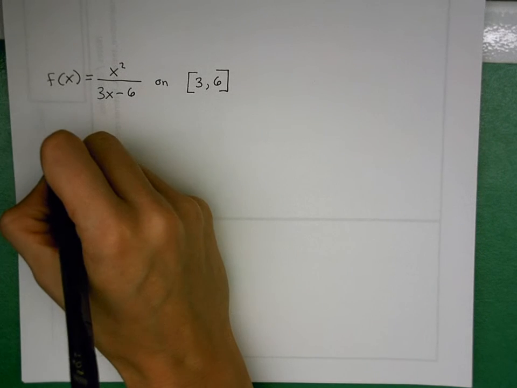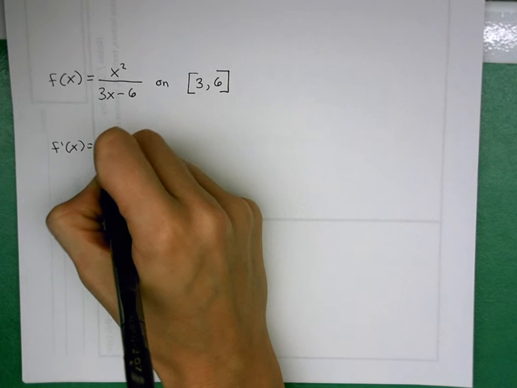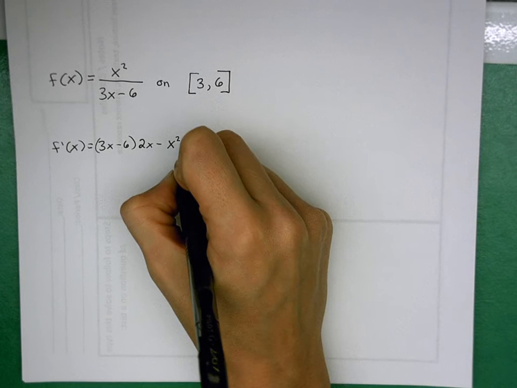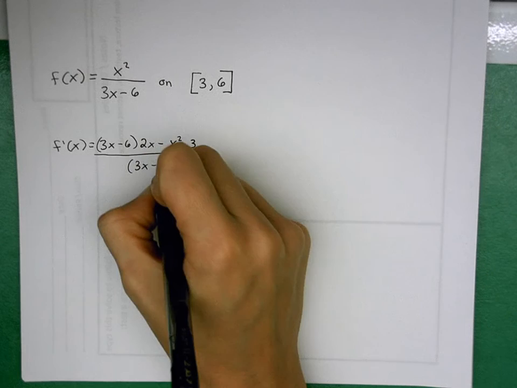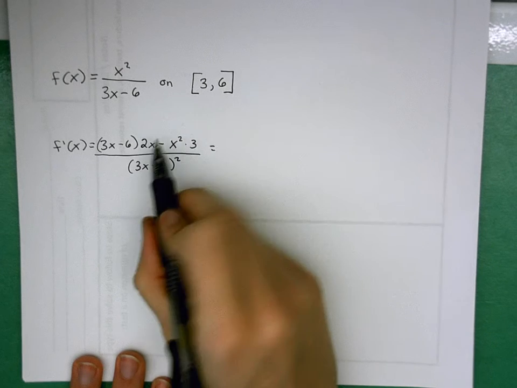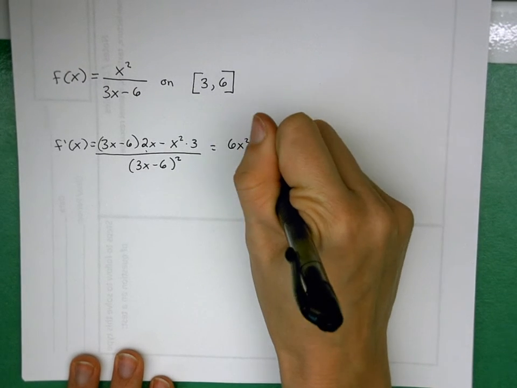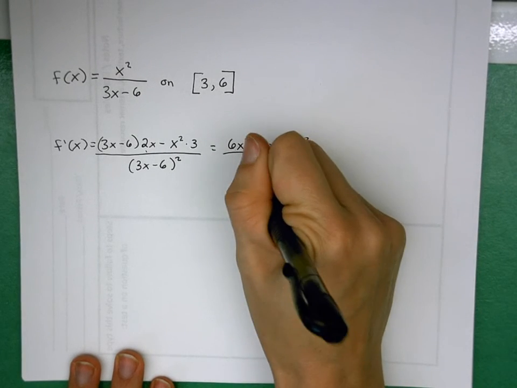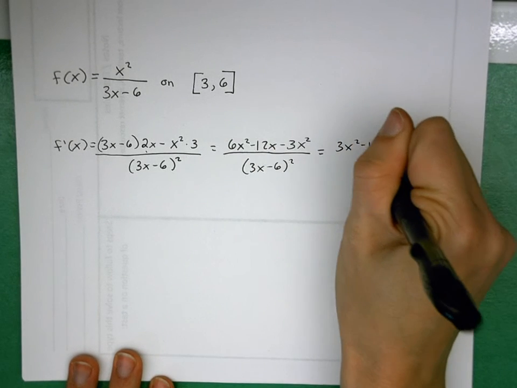Okay, so critical numbers first. We've got quotient rule here. Low d high minus high d low all over low squared, which simplifies when I distribute this 2x in to 6x squared minus 12x minus 3x squared. Which simplifies one step further to 3x squared minus 12x.